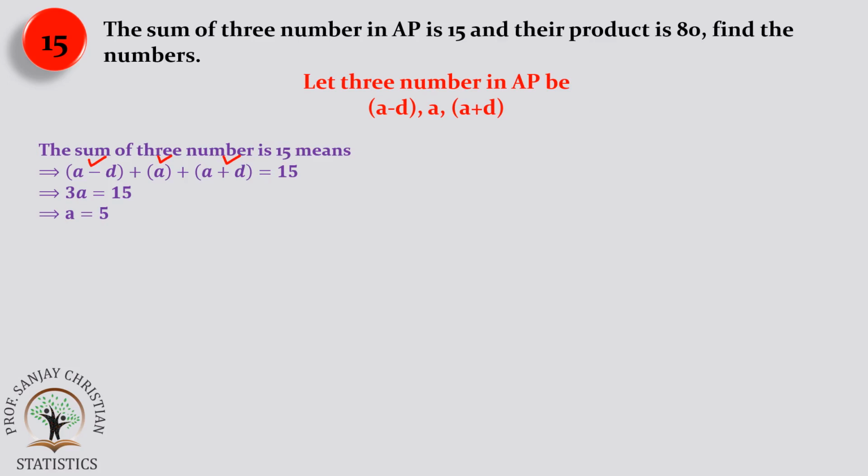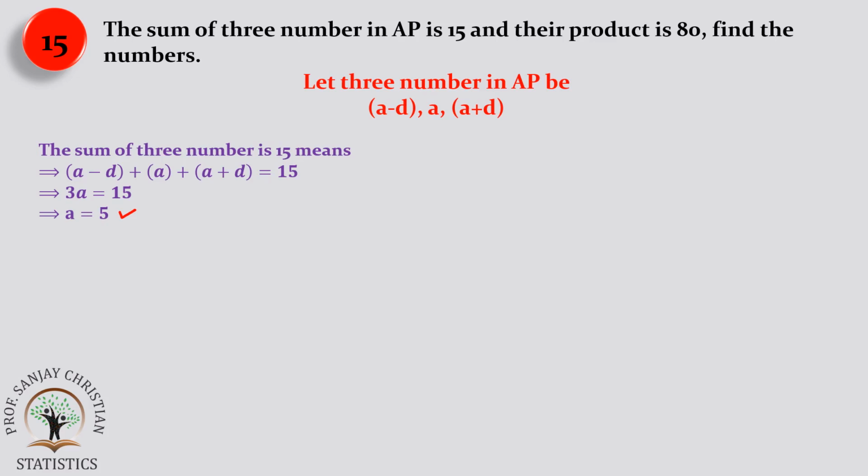Now, if you check, minus D and plus D will be cancelled. The remaining terms will be A plus A plus A, so it will be 3A. 3A equal to 15, so A equals 15 upon 3, and 15 upon 3 is nothing but 5. So we found A as 5.